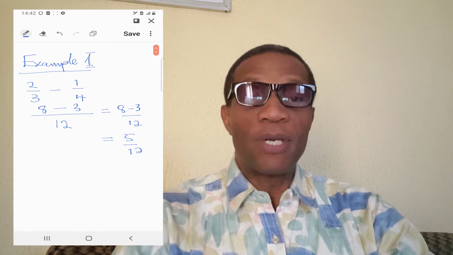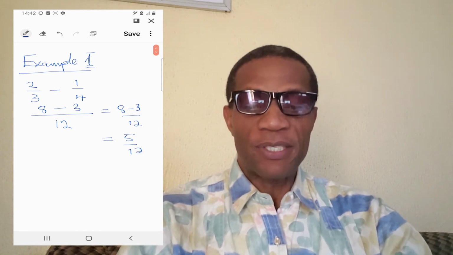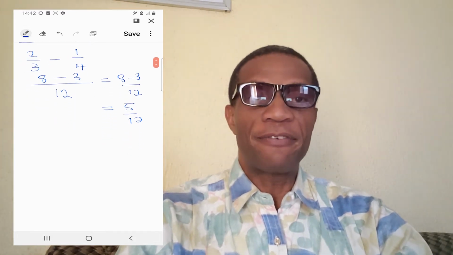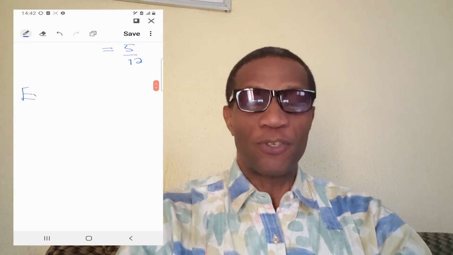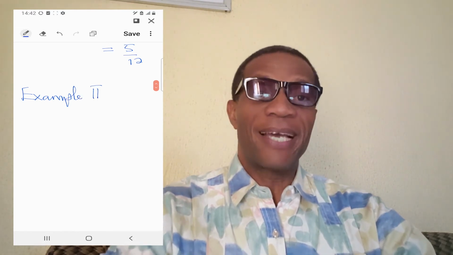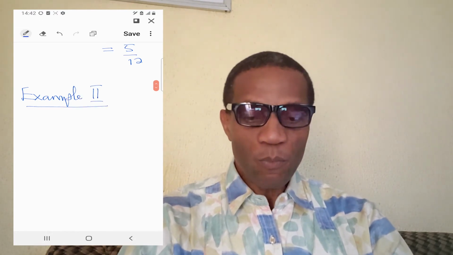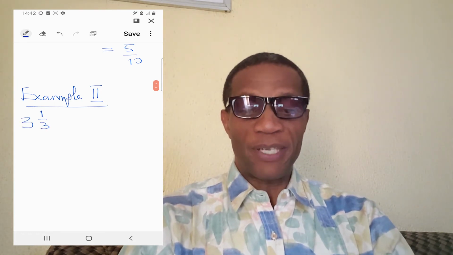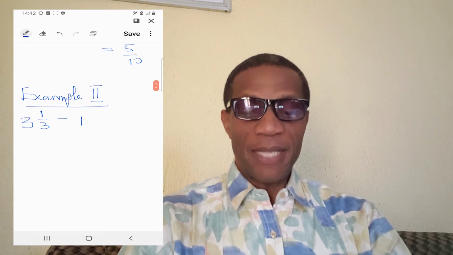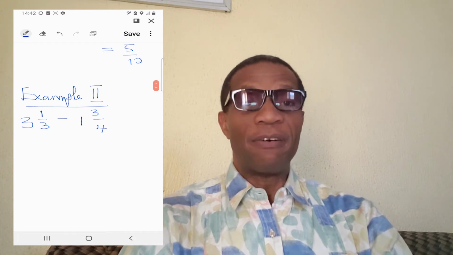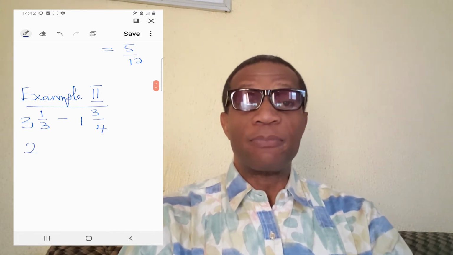So our new fraction will now look like 8 minus 3 divided by 12, which when subtracted now becomes 5 over 12. That's how to subtract a simple fraction. Now let me do a second example of subtracting a mixed fraction, just like I did in the case of addition. Let's say we have a mixed fraction of 3 and 1 over 3, and we are subtracting 1 and 3 over 4. That is 3 and 1 over 3 minus 1 and 3 over 4. Of course, again, we find the LCM, which should be 12.